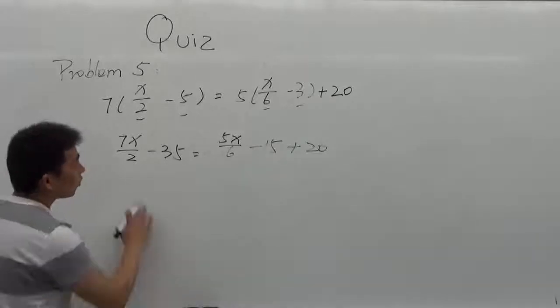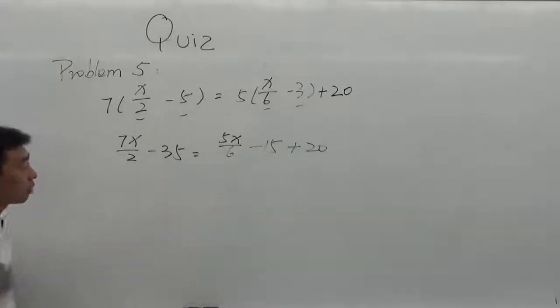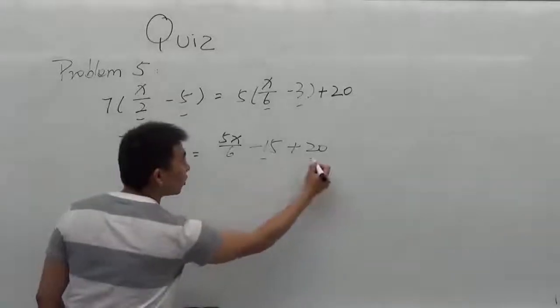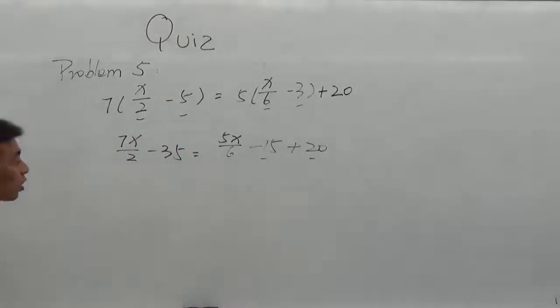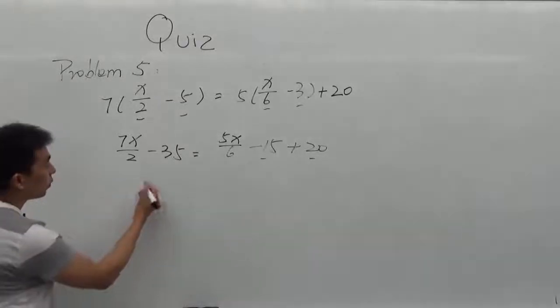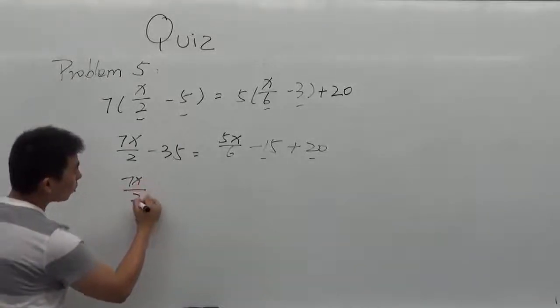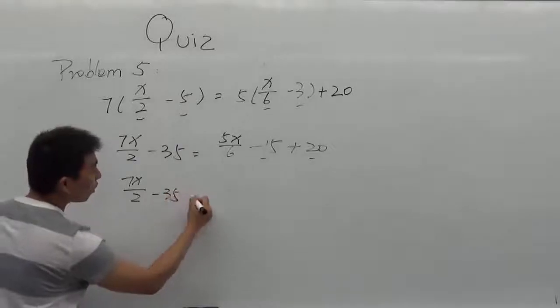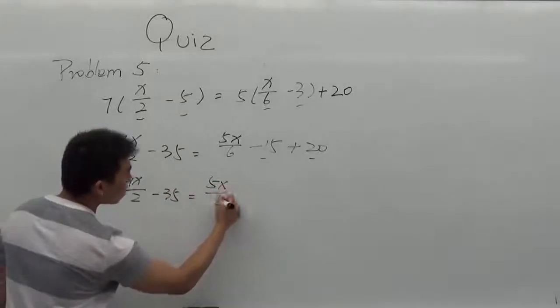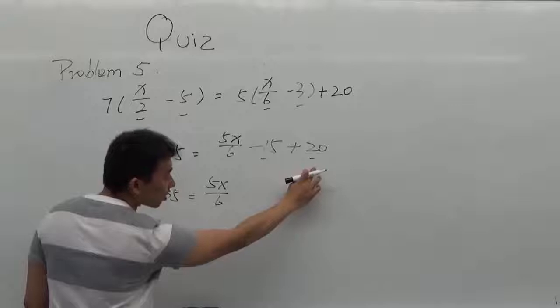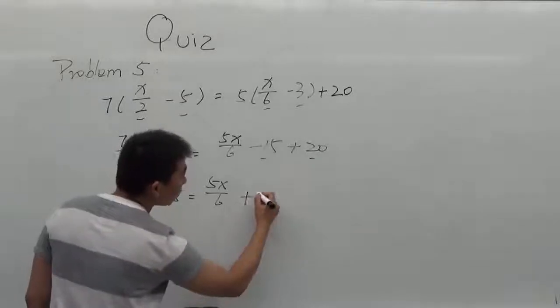As you can see, we have fractions in this equation. The next step, we can find the LCD, or as you can see here, I have 2 like terms. We can combine them first and then find the LCD. That's going to be much easier. So we have 7x over 2 minus 35 equals 5x over 6. Negative 15 plus 20 gives us positive 5.